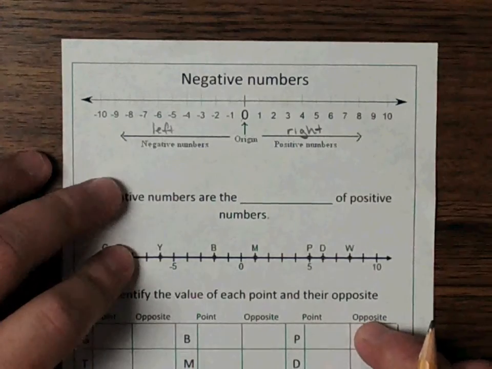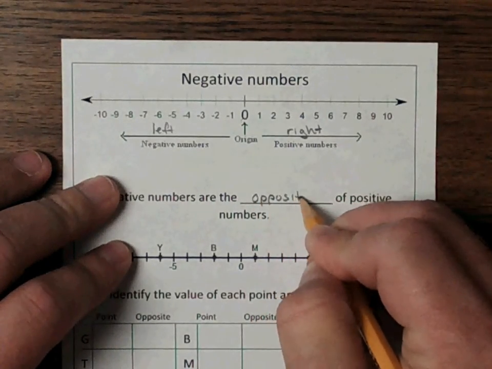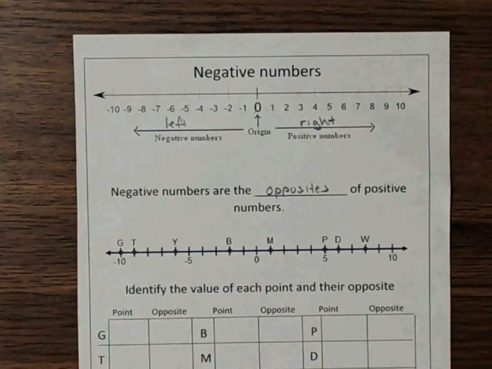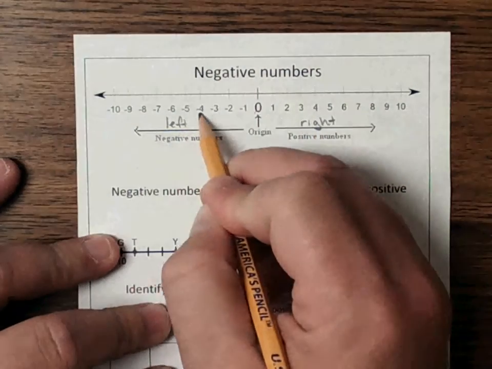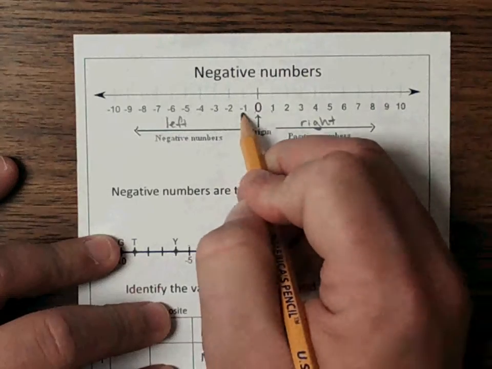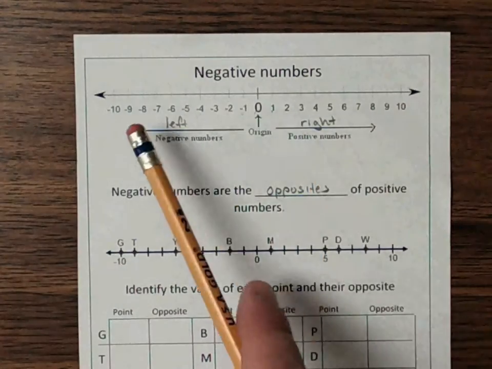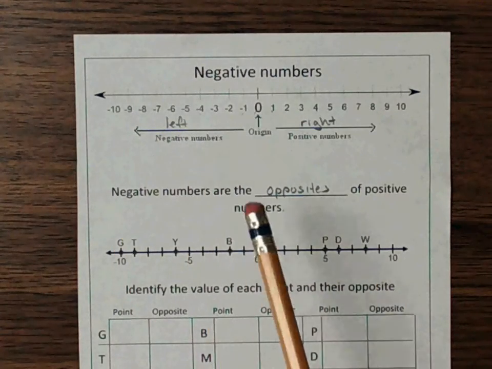Negative numbers are the opposites of positive numbers. Remember, we defined integers as all whole numbers and their opposites. So we have 4 and negative 4. Those are opposites. 1, negative 1. Those are opposites. So until we get into decimals and fractions, we're dealing with all numbers that are classified as integers.